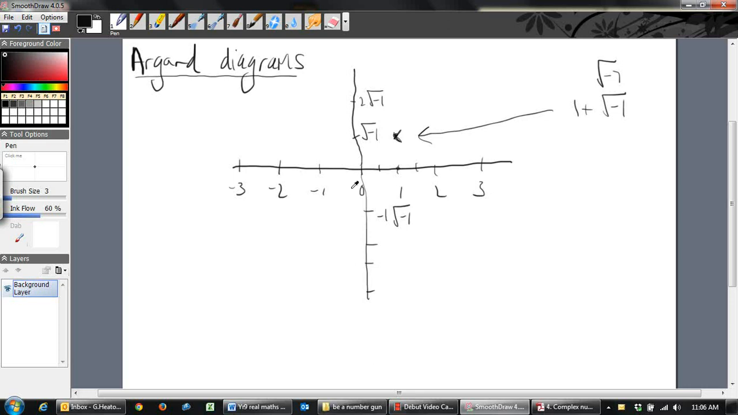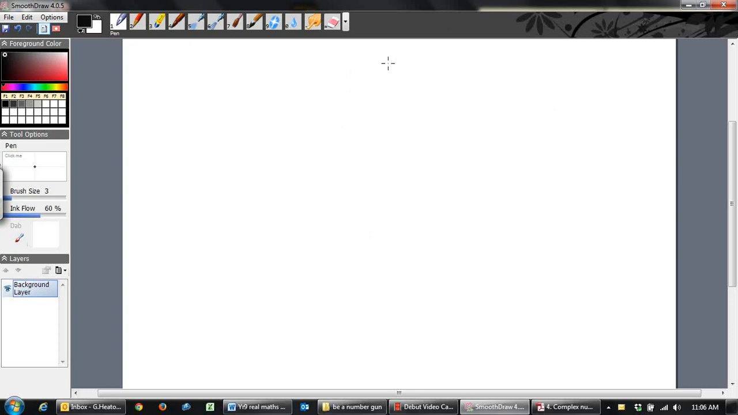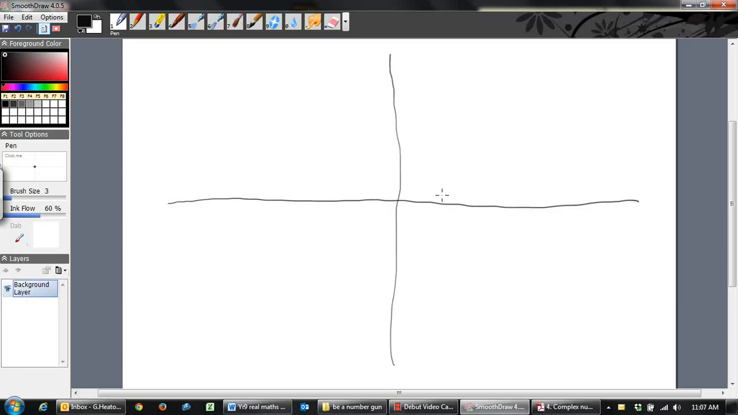So let me just clear that up and have a bit of a go. If I was good, then I would have some sort of straight line tool. I should do it a little bit messy, but you'll get the idea. And so an Argand diagram has two axes, and one is the real axis and the other is the imaginary axis. So let's just have a look at this. This should be quite simple once you get the idea.